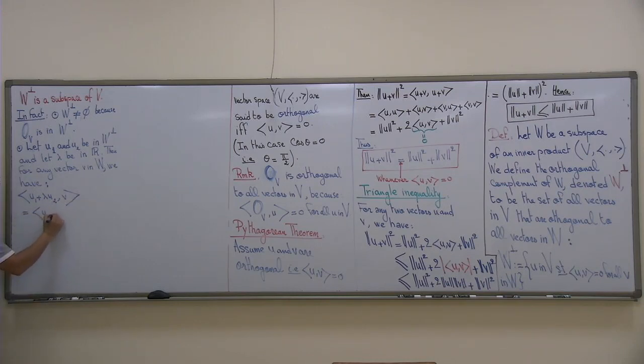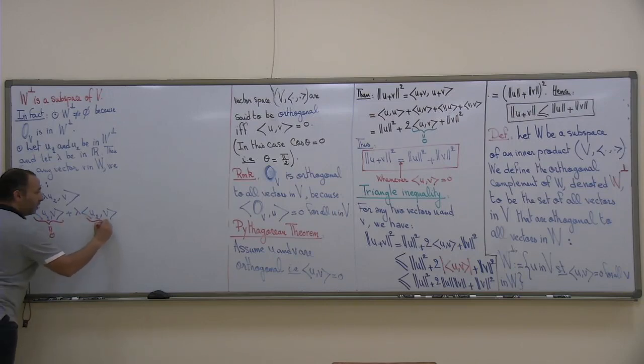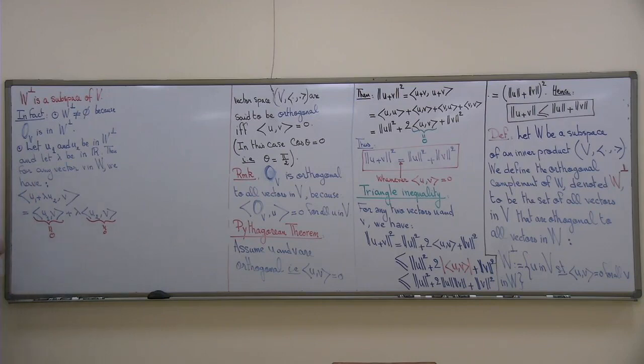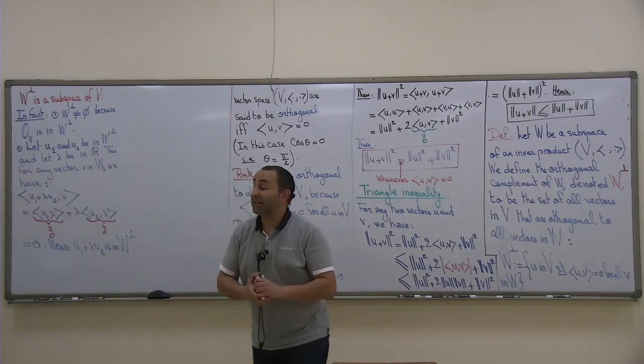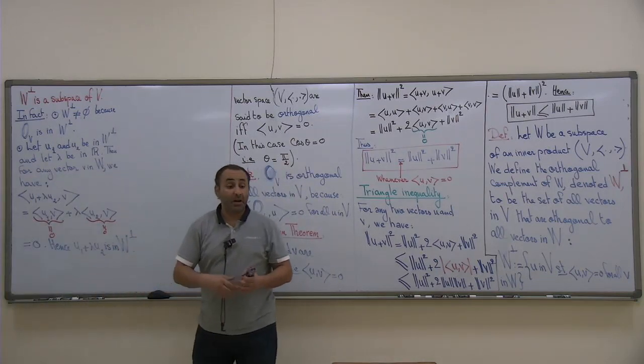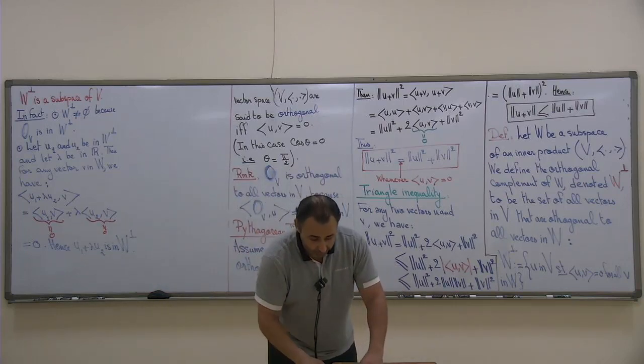So this is the inner product of U1 with V plus lambda times the inner product of U2 with V. But because U1 and U2 are in the orthogonal complement, this is equal to 0, and this is also equal to 0. So this inner product is equal to 0. Hence, U1 plus lambda U2 is in the orthogonal complement. And so the orthogonal complement is closed under addition and multiplication by scalar, so it is a subspace of V.